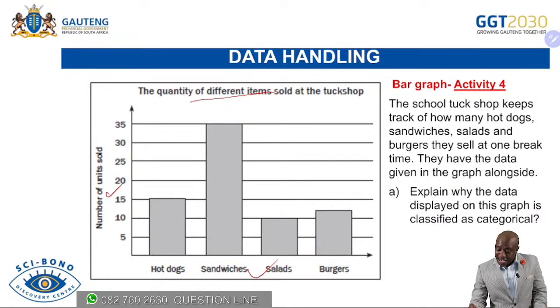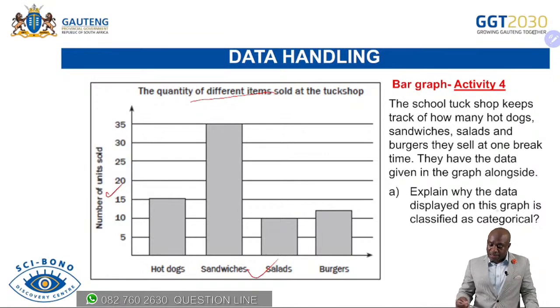Now, I want you to answer this question that we have there. The school tuck shop keeps track of how many hot dogs, sandwiches, salads and burgers they sell at one break time. So this is just one break. This is not many breaks. So this information is just for one break. They have the data given in the graph alongside. So we have that data. Now, I want you to explain to me why the data displayed on this graph is classified as categorical.